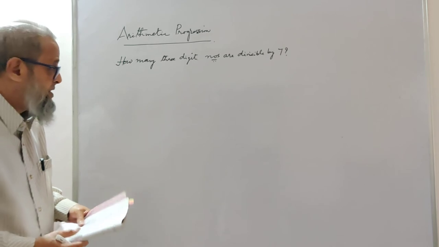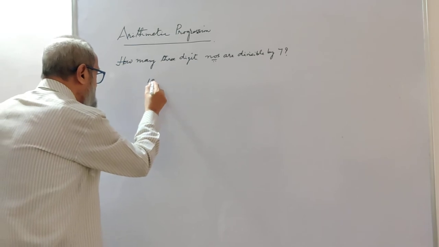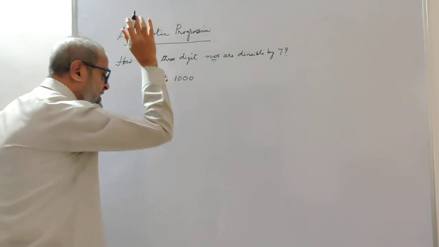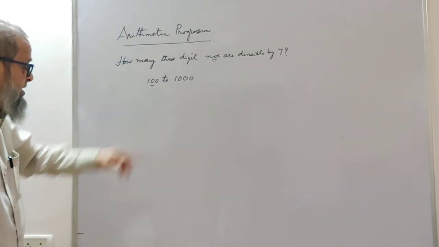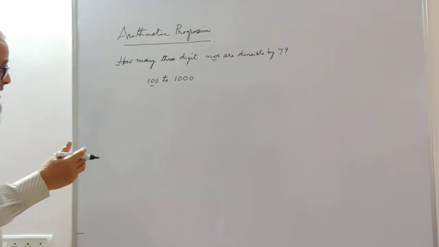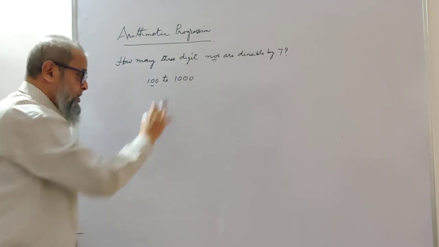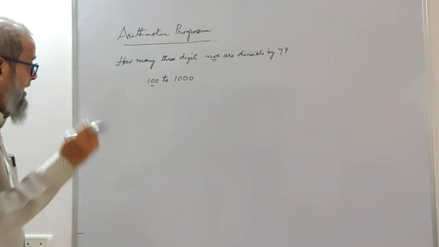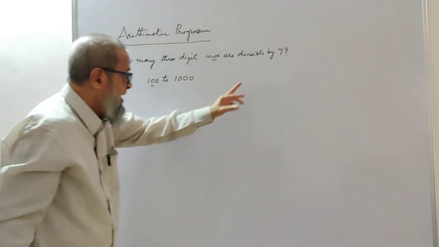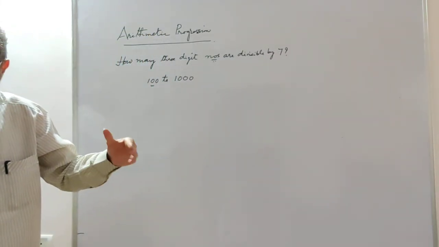Now what he says is, 3-digit numbers means numbers which lie between 100 and 1000, not less than 100, not greater than 1000. They are 3-digit numbers like 101, 102, 103, 104, 105, 106, etc., up to the last 3-digit number, 999, that is just below this 1000 mark. Now, how many numbers in between these two are completely divisible by 7, or in other words, multiples of 7?